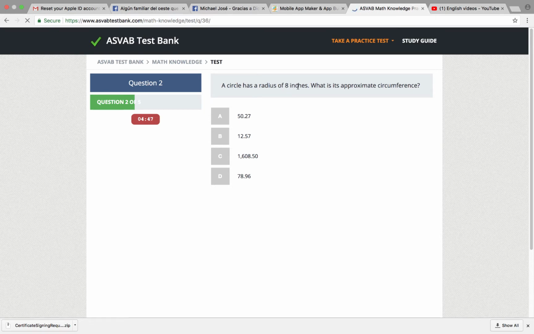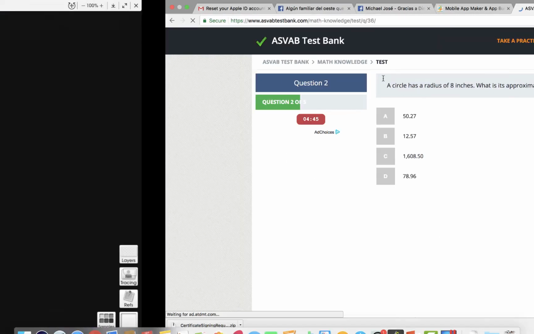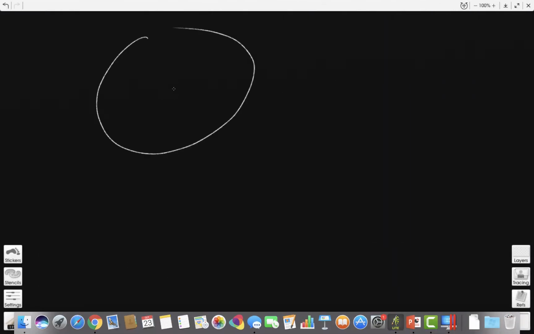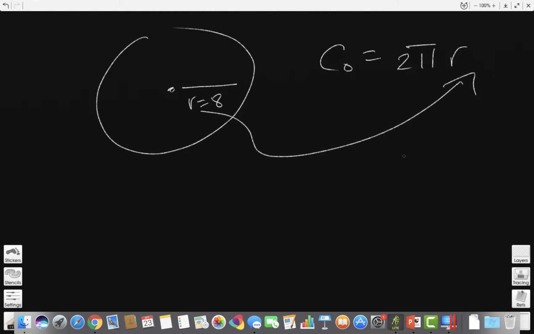A circle has a radius of 8 inches. What is the approximate circumference? So if you have a circle with a radius of 8 inches and they ask for circumference, the formula is 2 pi r, and you just substitute 8 here, and then you would multiply 2 times 8 times pi. That would be 16 pi.